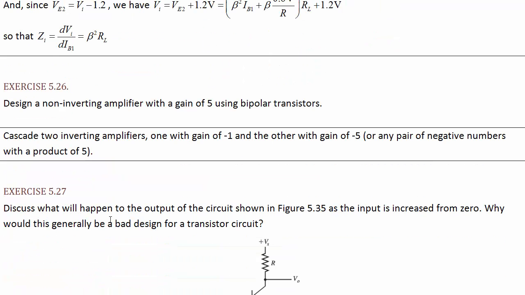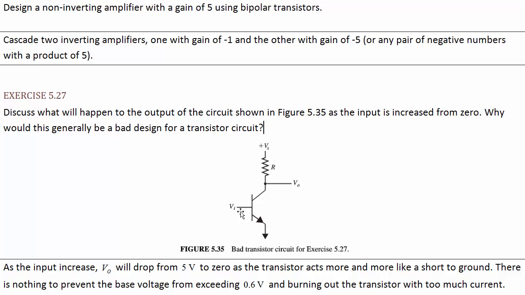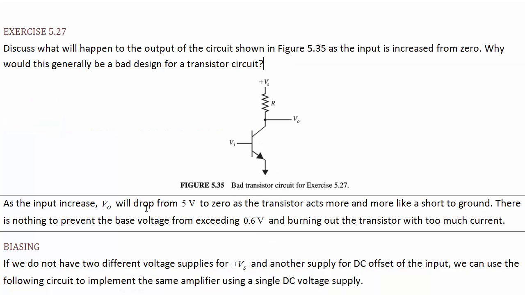Exercise 5.2.7. What would happen to the output of this circuit as the input is increased from 0? And why would this generally be a bad design for a transistor circuit? Well, this is just a diode. So the base current would go from being extremely small to suddenly extremely large. We're not doing anything to limit the base current. You definitely need a resistor on at least the emitter or the base. Having a resistor on neither of them and just on the collector is not a good circuit design. We'd probably blow up our transistor if we tried to do this.